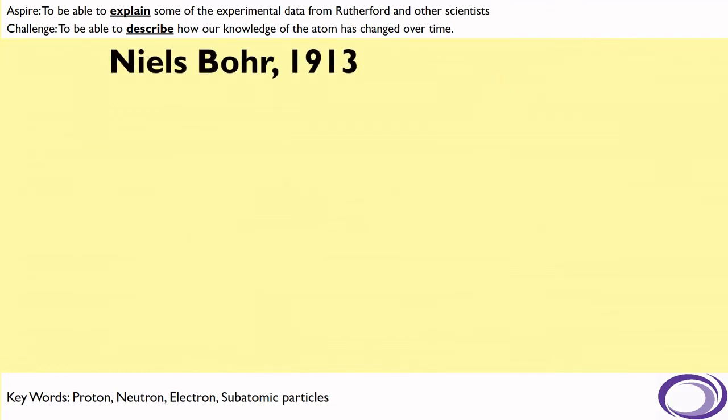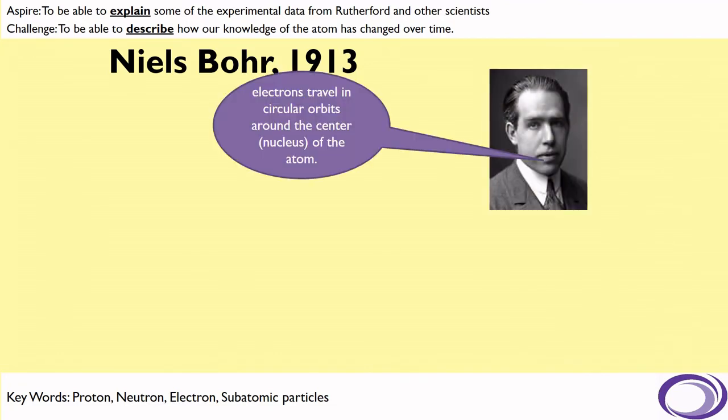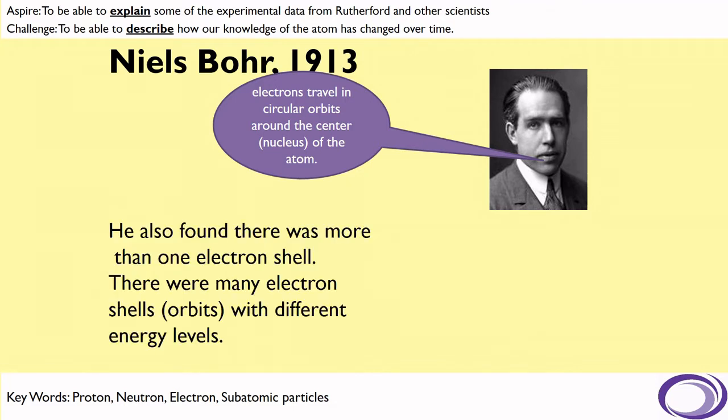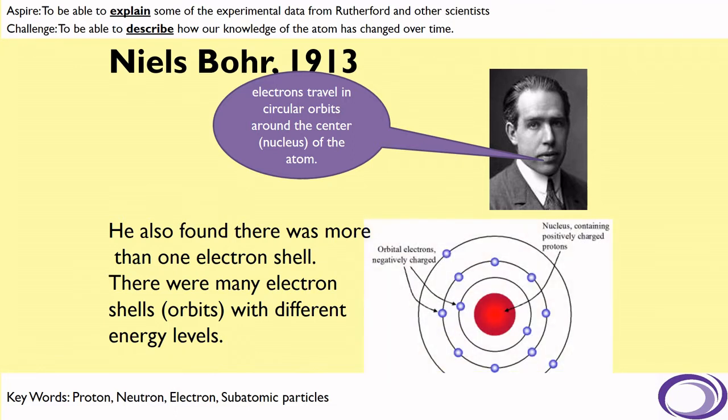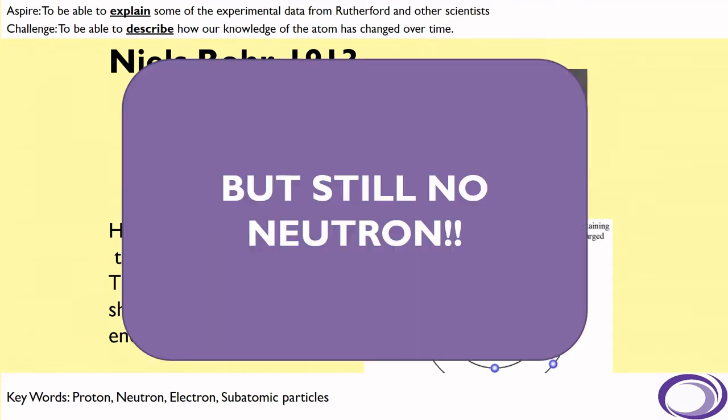Now, our next scientist, Niels Bohr, in 1913, looked at the electrons in a little bit more detail, and it's Niels Bohr that discovered the shell configuration of electrons. He found that there was more than one electron shell, first of all, and that the electron shells had different energy levels. So that's how we developed our knowledge of how electrons are arranged. But still no neutrons. So up to this point, we've got a positive nucleus, we've got our electrons, we know where the electrons are located now, but we still have no neutron.